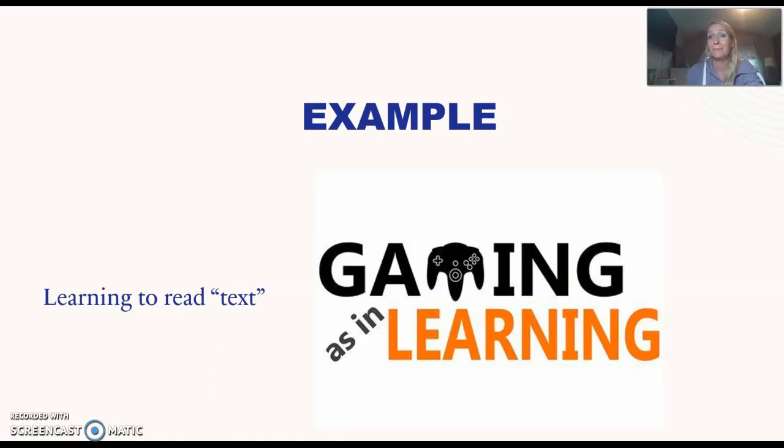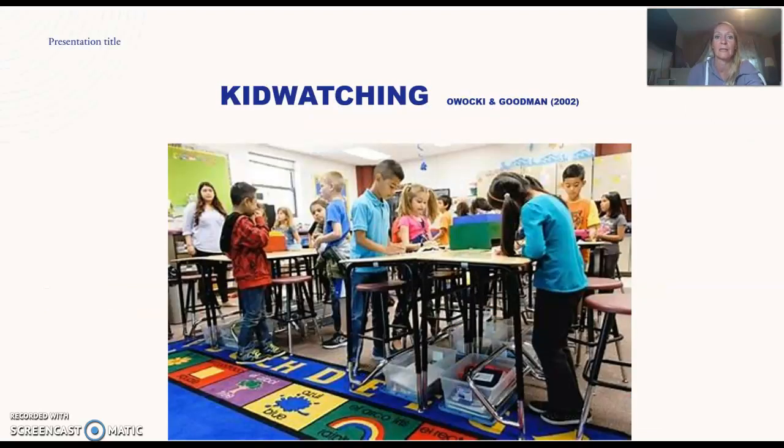Also, bringing gaming into the classroom is huge. If you think about the generation that is now coming up, the digital world is a big part of who children are, and gaming is a big piece of that. So even learning to read text, think about games as a form of text that students can read.